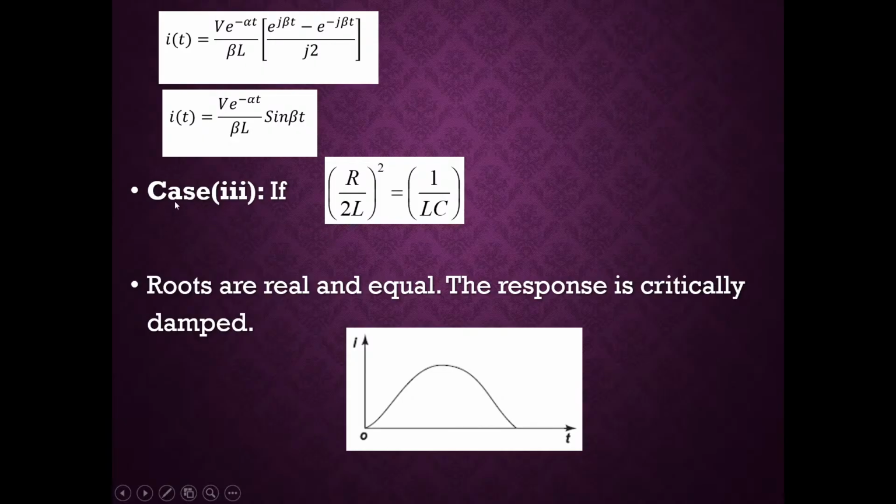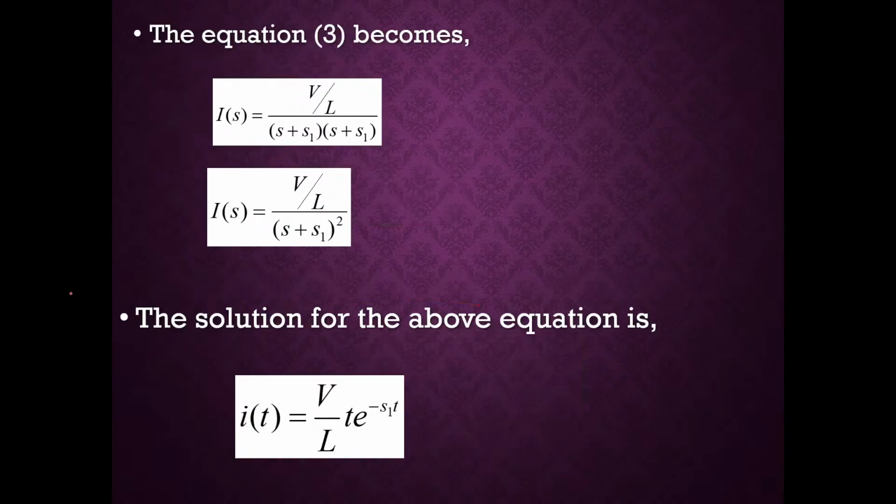Now let us go for case 3. Let us assume r by 2l whole square is equal to 1 by lc. In such a case, roots are real and equal. The response is a critically damped response. So this is time and this is current, that is the response. This is how it looks. So roots are real and equal.